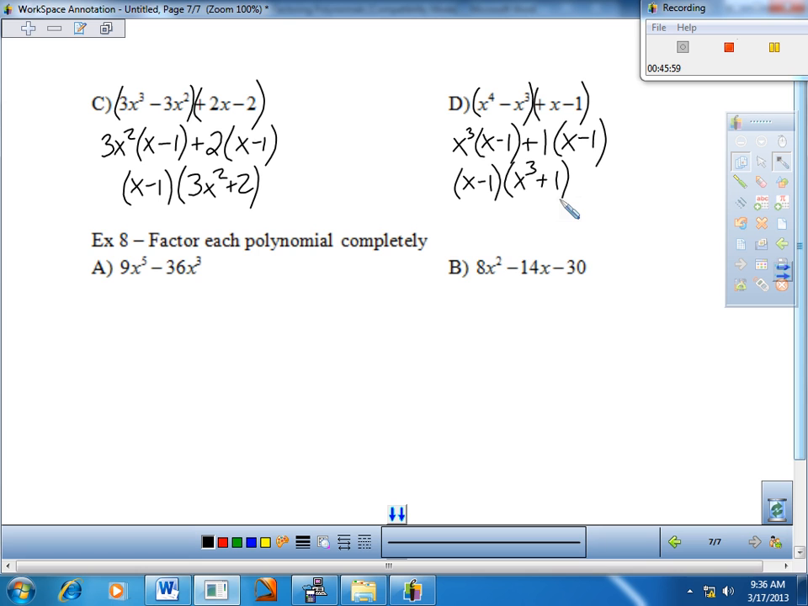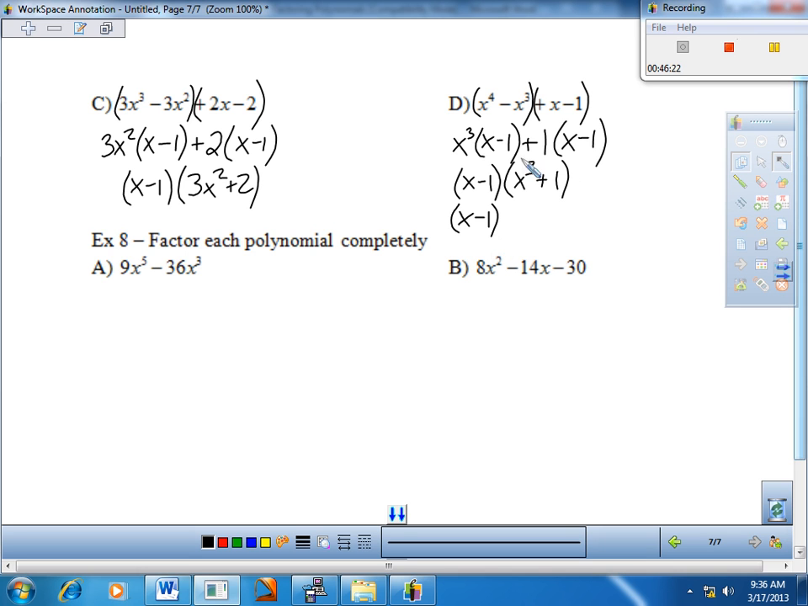Now, here's what I would ask you. Do you think you're done? Well, I did a great job in terms of the grouping. That is correct. If I multiply this out, I'm going to get the original. No harm, did it, got it. But you're always looking to go further. X minus 1, you can't touch.